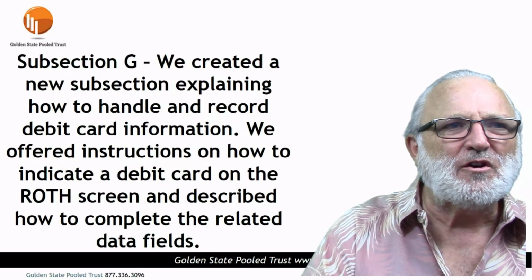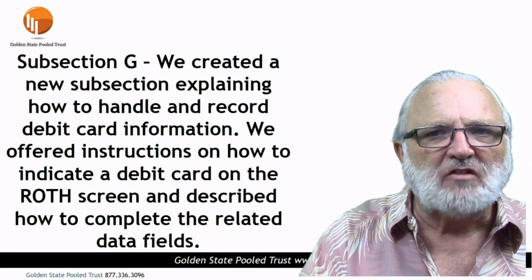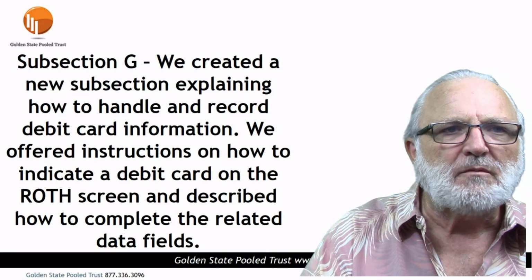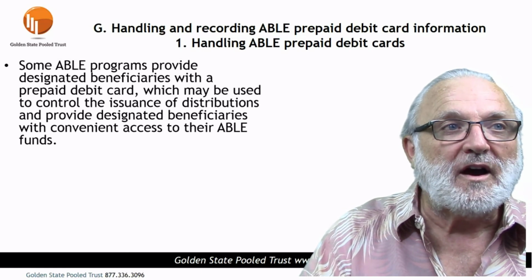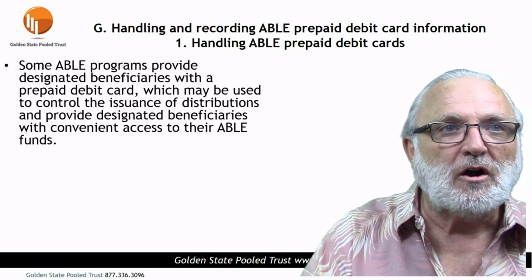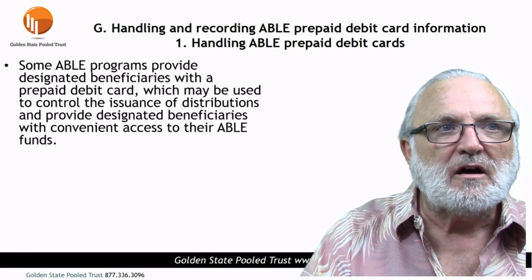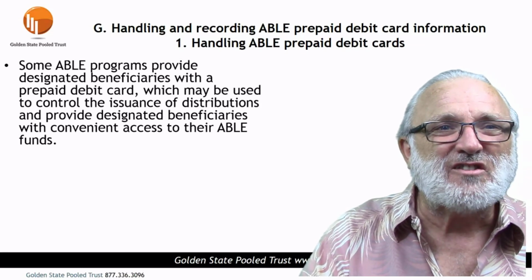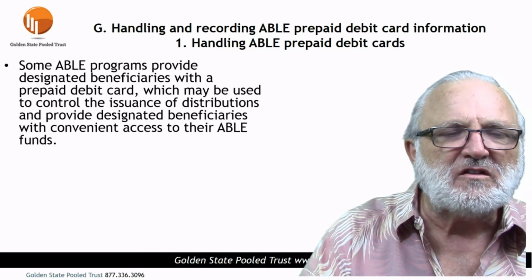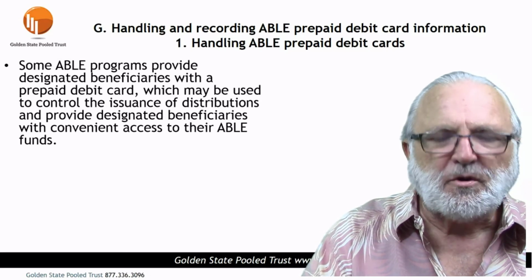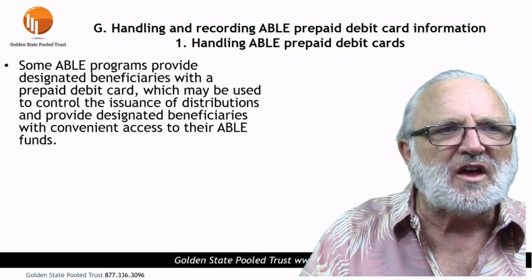The last thing we're going to cover, though, is a new subsection dealing with debit cards tied to ABLE accounts. Many ABLE accounts have debit cards tied to them, and this is going to give us further direction. Some ABLE programs provide designated beneficiaries with a prepaid debit card, which may be used to control the issuance of distributions and provide the designated beneficiary with the convenience and access of their ABLE funds. For instance, I opened up an ABLE account for my niece as part of the Ohio program, and she has a card. It makes it really easy for her to access those funds.